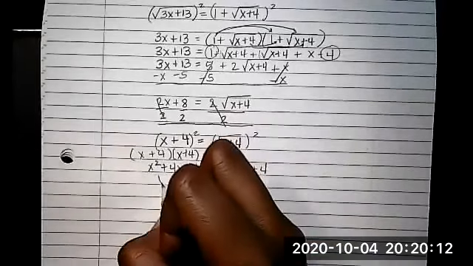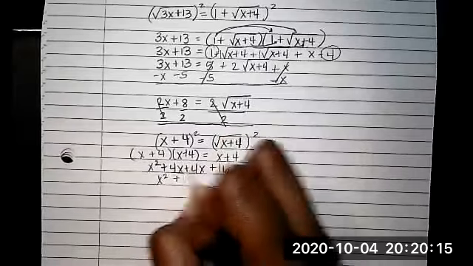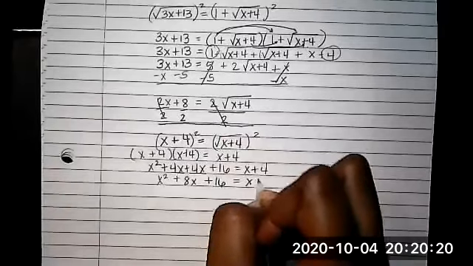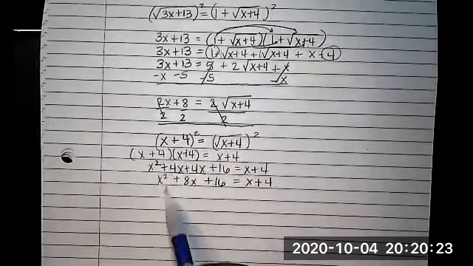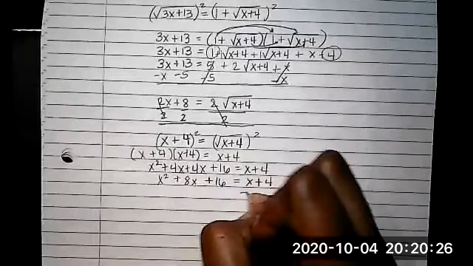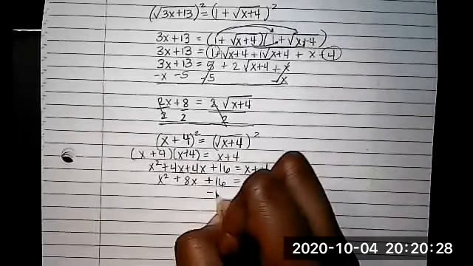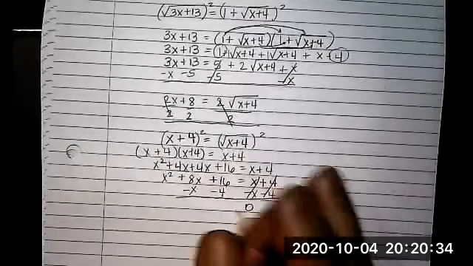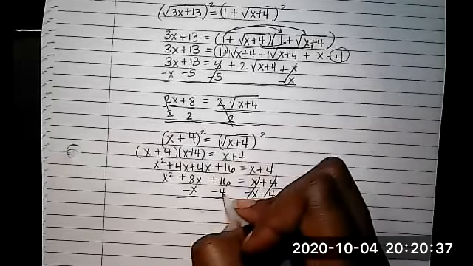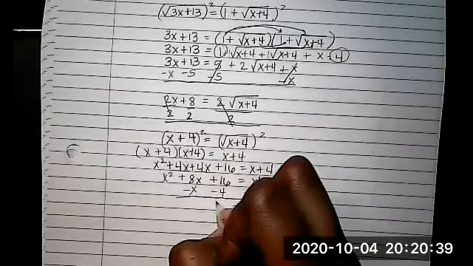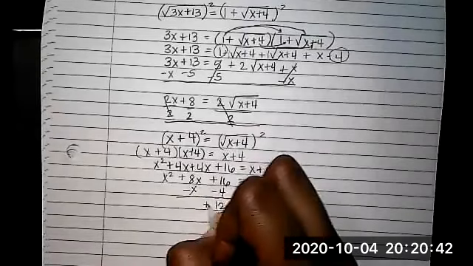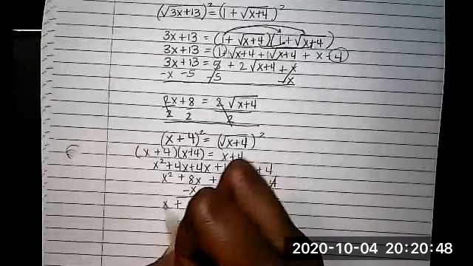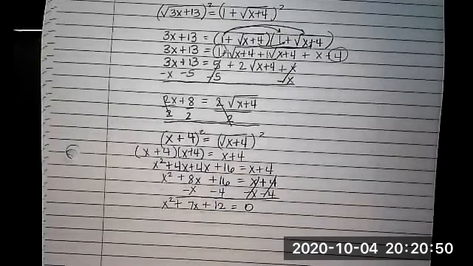Okay, so now combine like terms. x squared plus 4x plus 4x is 8x. Plus 16 equals x plus 4. And when you have an x squared value, you have to get it all equal to 0. I know, I warned you. Okay, so now these two cancel out. That becomes 0 equals 16 minus 4 is 12. 8 minus 1x is 7x. And the x squared just comes down. Woo, okay.